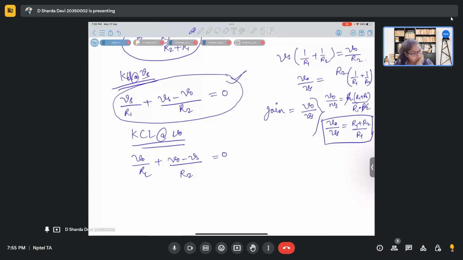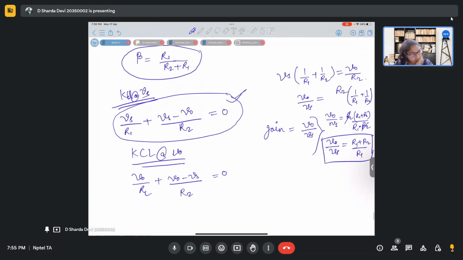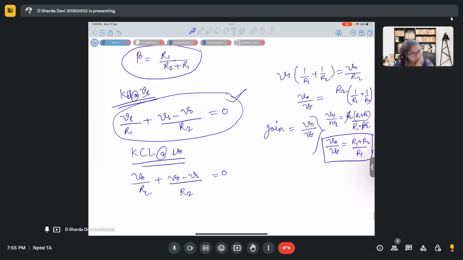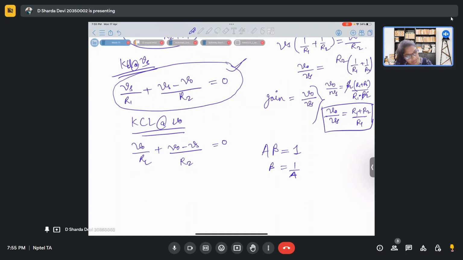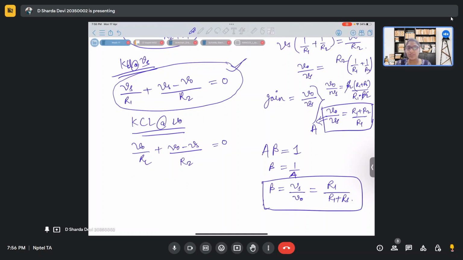So now A beta equal to 1. If A into beta equal to 1, beta becomes 1 by A, right? And V naught by Vs is A. So beta is Vs by V naught. It will be simply R1 by (R1 plus R2). This is what we were looking for, right?